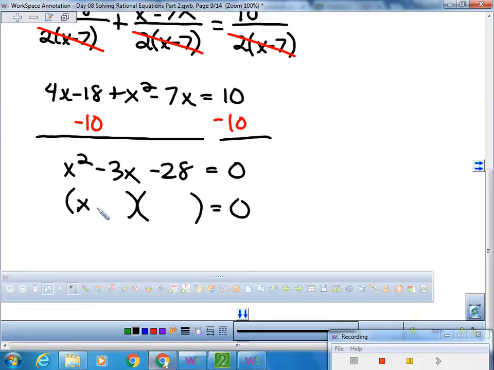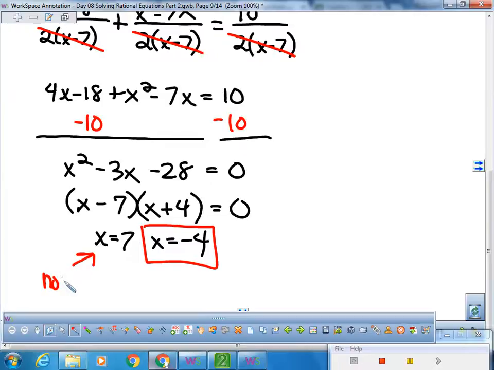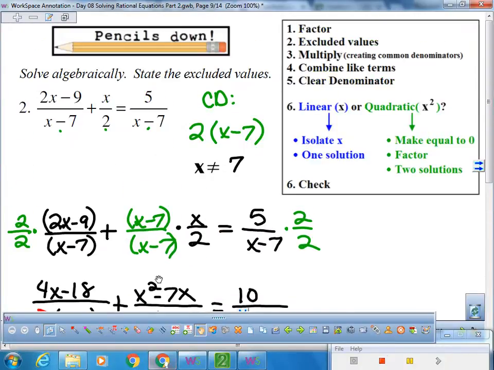What factors? There we go. Good job, Bryce. So negative 7, positive 4. So x equals 7 and x equals negative 4. What's my excluded value? So this one doesn't work, right? Therefore, I have to say that this is my only solution. This is not a solution. Because if I substitute it back in up here, then my denominator is going to be 0, and I can't have that.